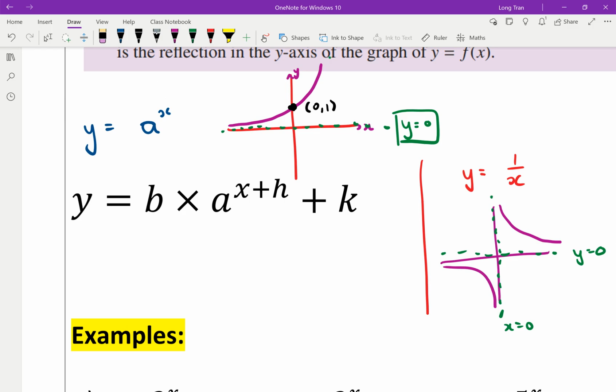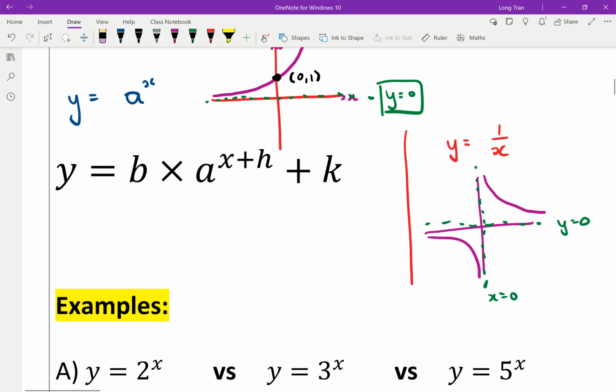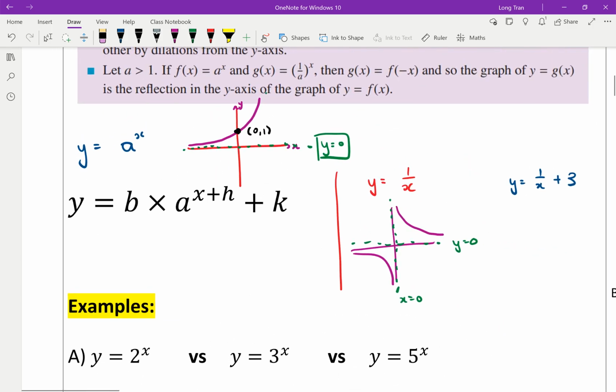Or if you move it left and right, that's the only time the x-intercept would change. But otherwise, with no other transformations than just the way it is, naturally you should only have a y-intercept at 0, 1. So with these examples below, I've got 3 different graphs there.